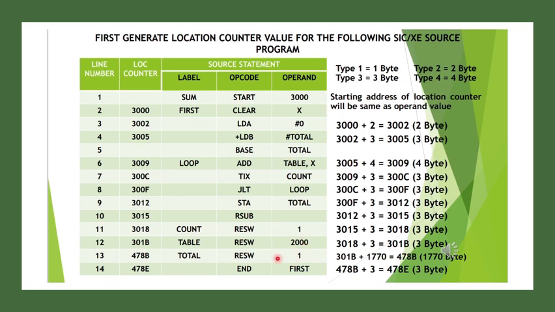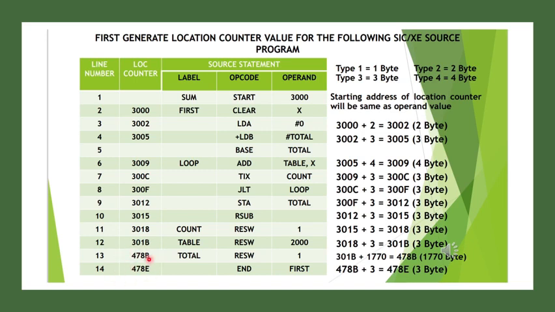Yeah, 6000 bytes in decimal, we convert it to hexadecimal, we get 1770 bytes. We add that to here, from 301B, we increment it by 1770 bytes, and we get 478B.